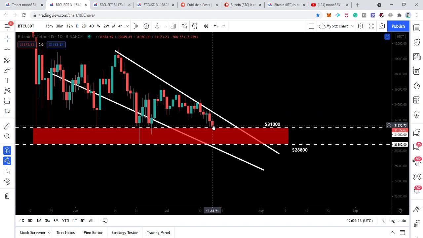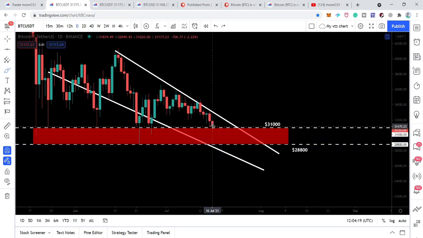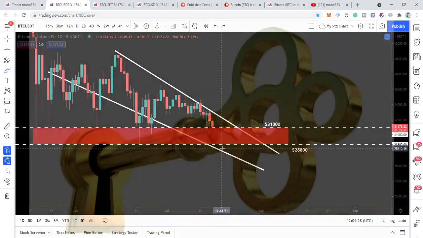For example, if the price line will move more down to test this support of the falling wedge here, then we can expect a move up to $28,800. That is the end of this very important key level support zone.